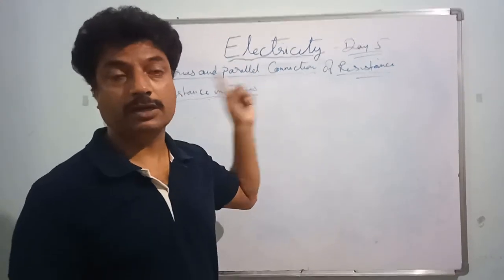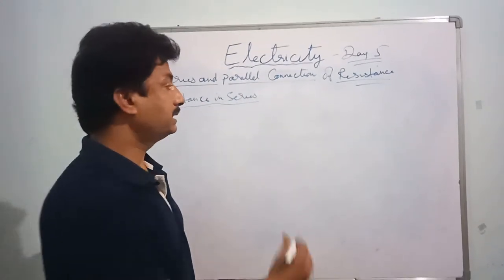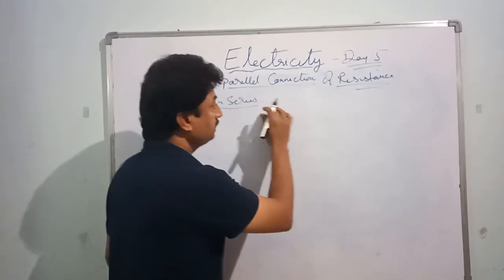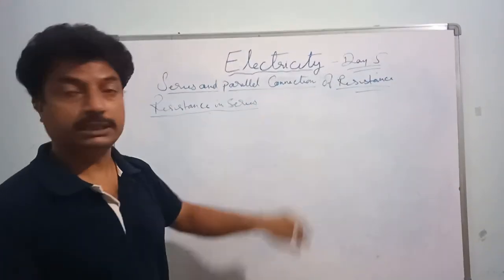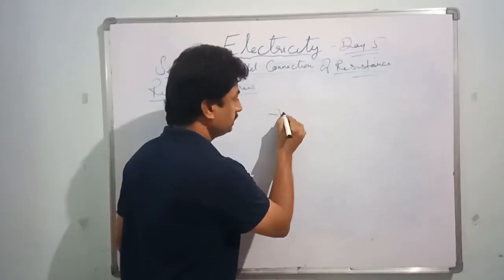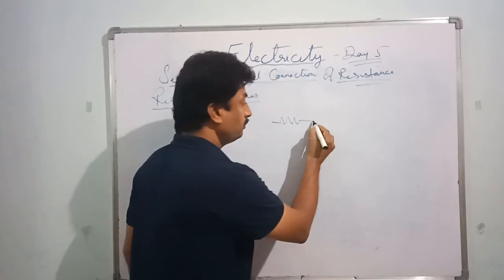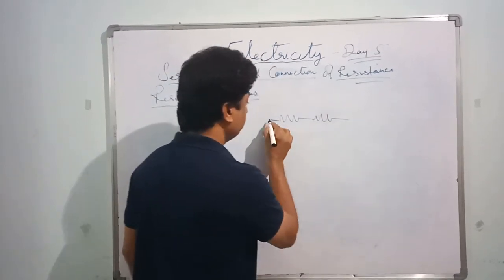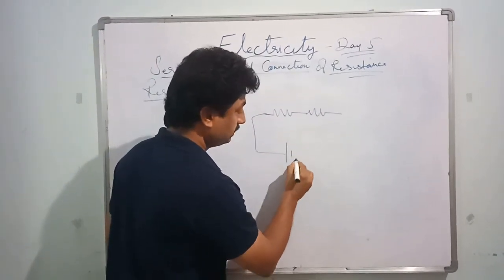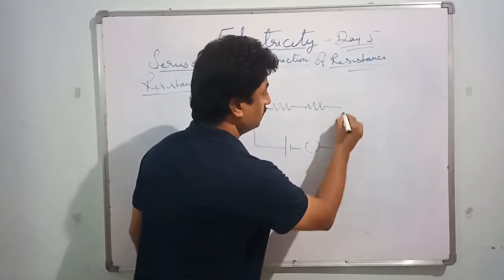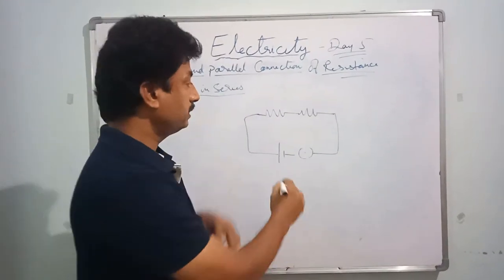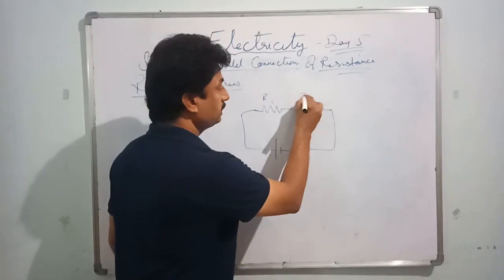First we'll talk about resistors in series connections. Let us take one resistor, and one more resistor is connected to it. This is a cell, there is a switch, and this is R1 and this is R2.